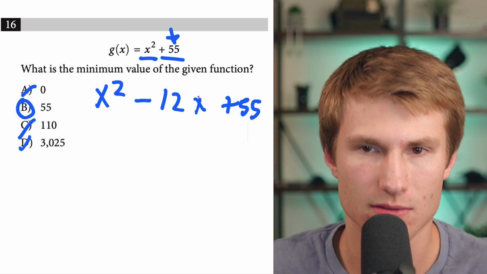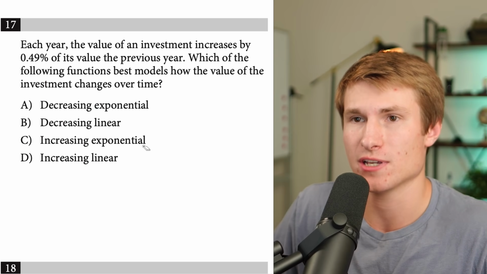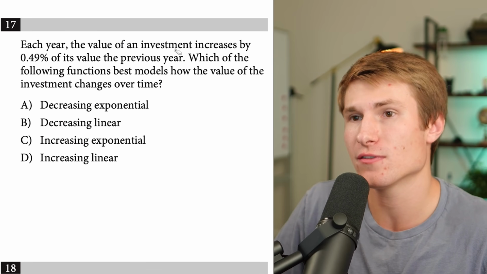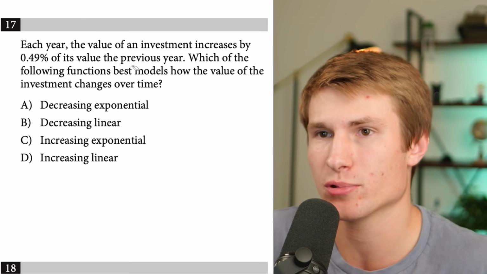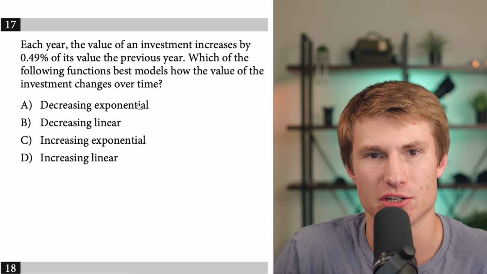So in this case, this is a trick you can use to move faster. Here's something you need to know about exponential and linear functions for the SAT. Question 17 states each year the value of an investment increases by 0.49% of its value the previous year. Which of the following functions best models how the value of the investment changes over time?